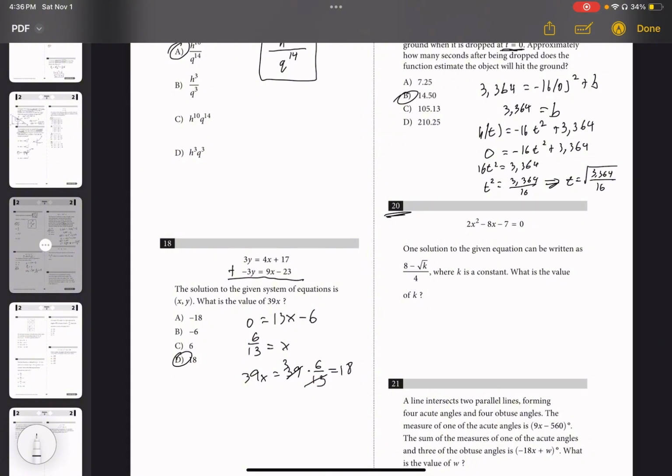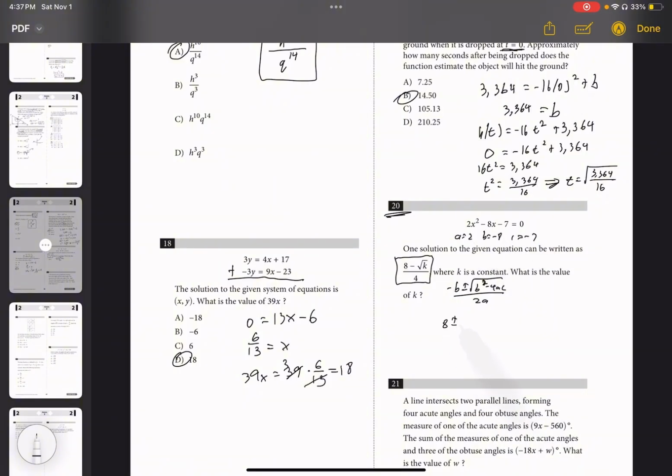One solution to the given equation can be written as 8 minus square root of k over 4, where k is a constant. What is the value of k? This looks like a solution from a quadratic equation. So we have negative b plus or minus square root of b squared minus 4ac over 2a for our quadratic equation. And using our points here, we know that a is equal to 2, b is equal to negative 8, and c is equal to negative 7.